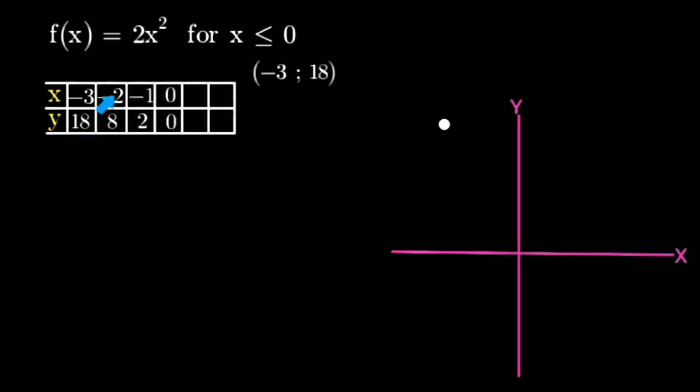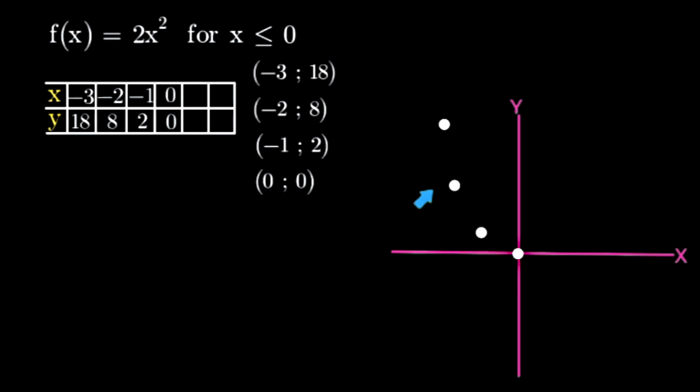Now my second pair is minus 2 and 8, and here it is. So minus 2 is around here and 8 is up here. And there we go. And my second last pair is minus 1 and 2, and it looks like this. Let's go plot that point right there. And our last pair is 0 and 0, and that is on the origin, and there it is.